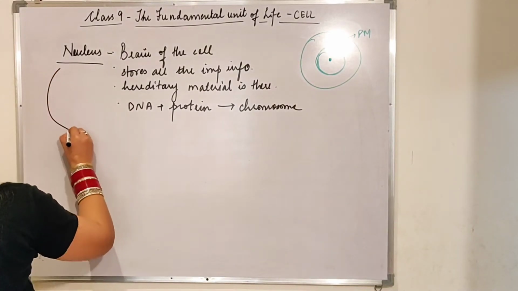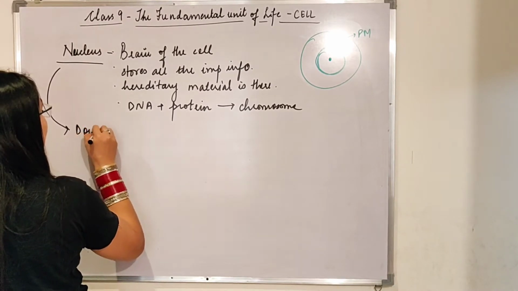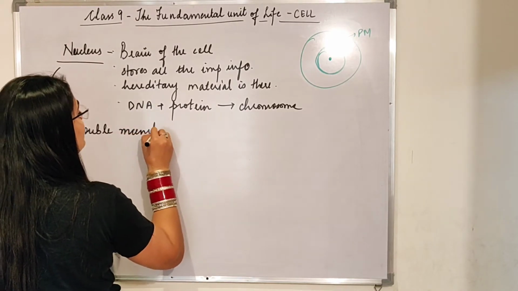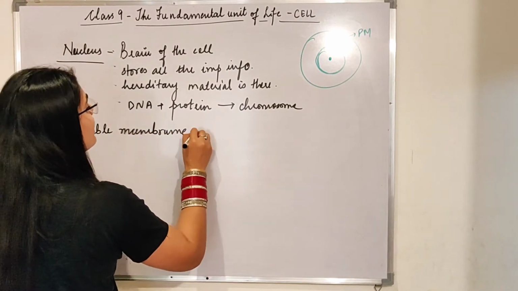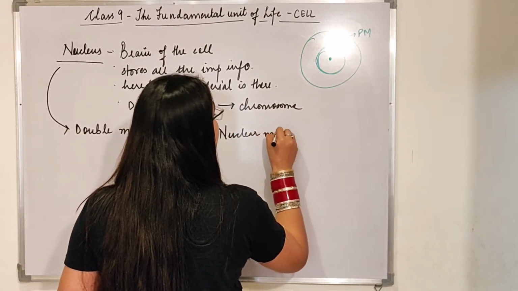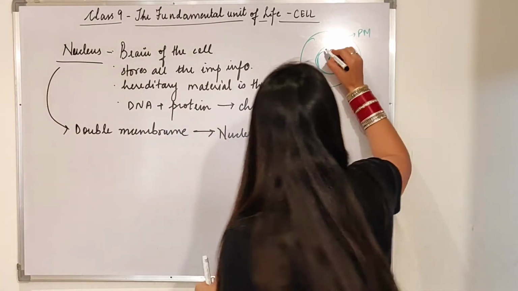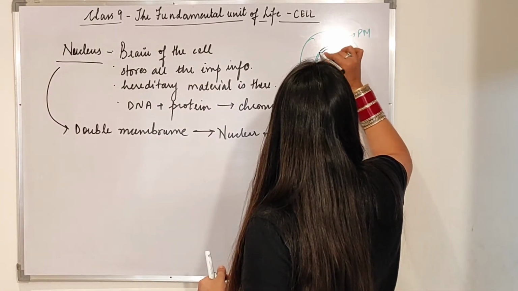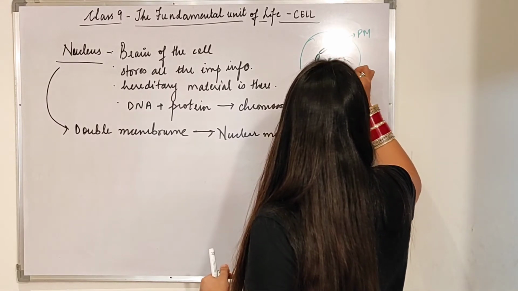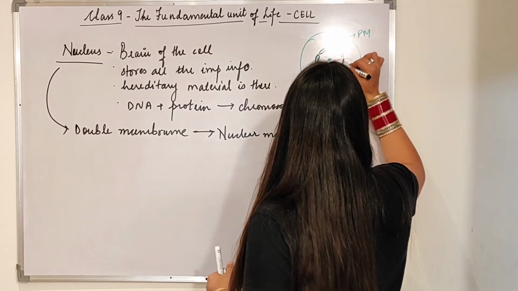First point is that beta, nucleus is not single membrane, it is double membrane. Nucleus has a double membrane, and that is known as the nuclear membrane. So this nuclear membrane, beta, it is like this. It is a double layer.